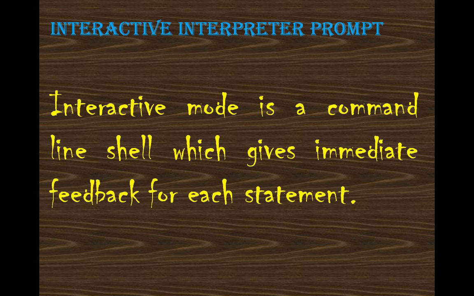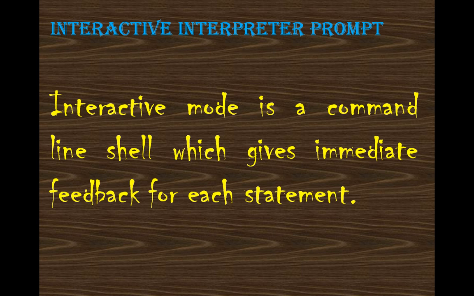Interactive means to act between. And what is an interpreter? An interpreter is your translator. A translator reads instructions one at a time, which means it executes your instruction immediately. And what is a prompt? A prompt is a sign that appears on the computer screen, which means it is ready for instruction, so you can put your query here to get the answer.